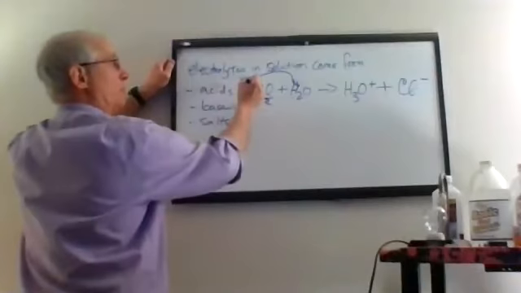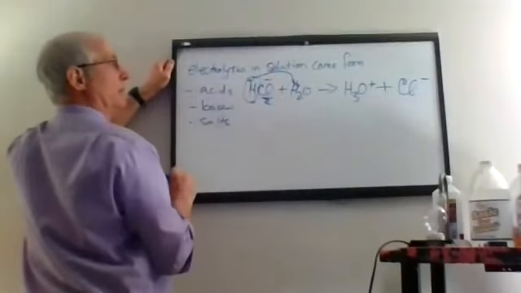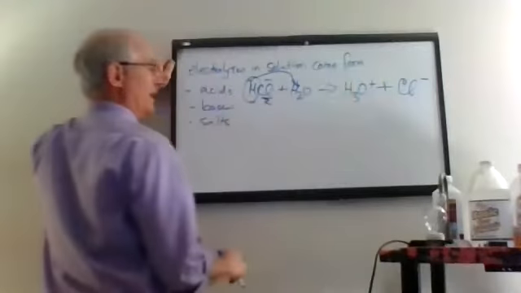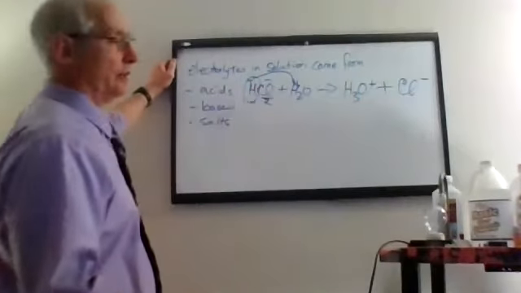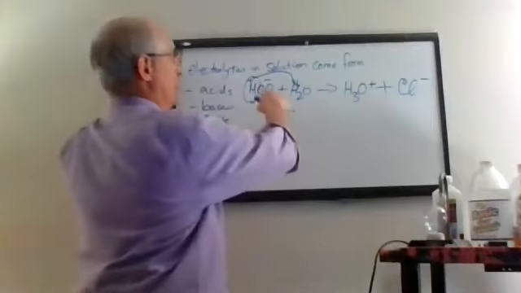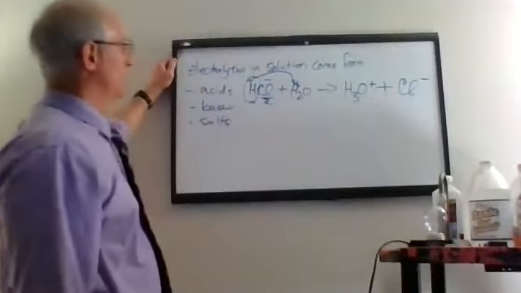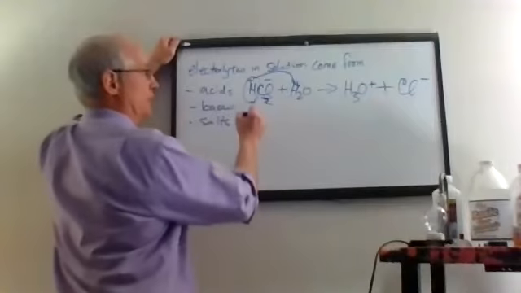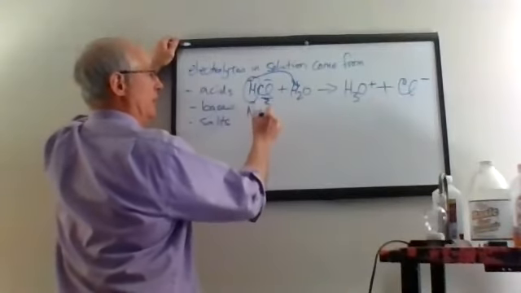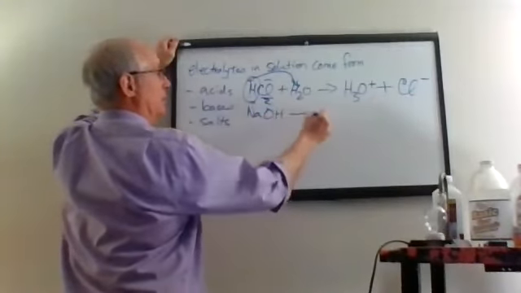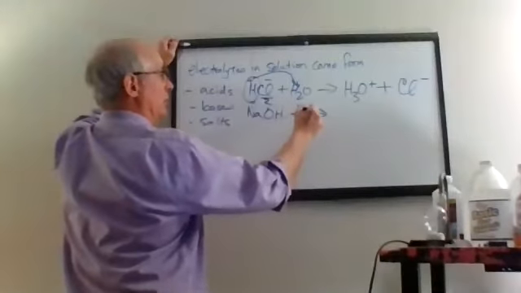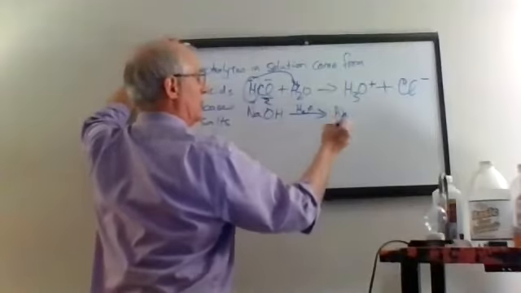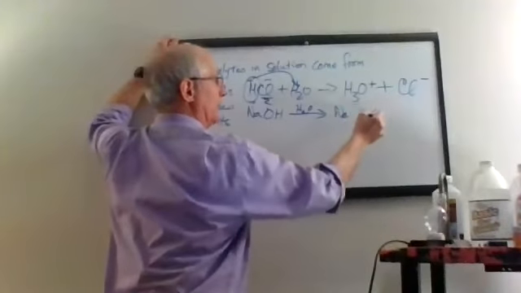You see, this is +1, and that's -1. When you bust it up, the plus goes with this and attaches it. It's just a proton. It's a hydrogen ion. And then what's left behind is a chloride ion. Bases would be something like sodium hydroxide. And you go ahead and put that in water, and it gives you sodium ions and hydroxide ions.